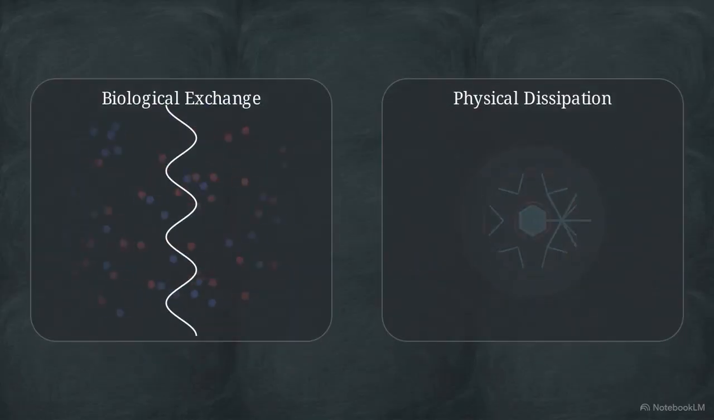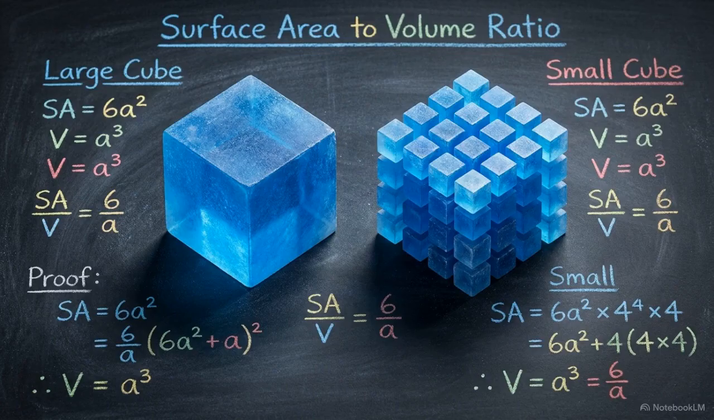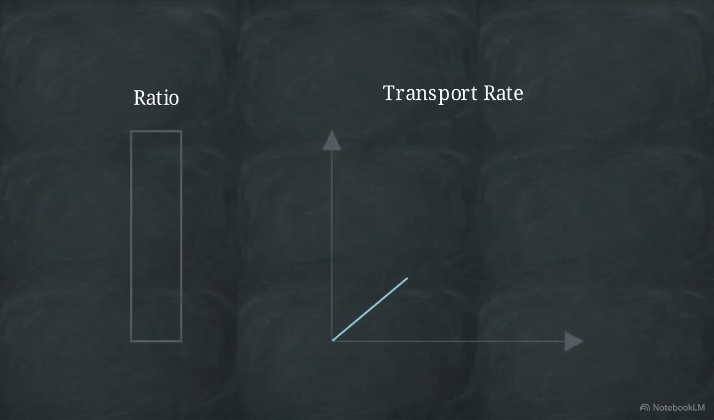Whether exchanging oxygen and carbon dioxide in blood or dissipating latent heat during a solid phase transition, efficiency is dictated by the surface area to volume ratio. A higher ratio allows mass and heat to move across the boundary at a faster rate.